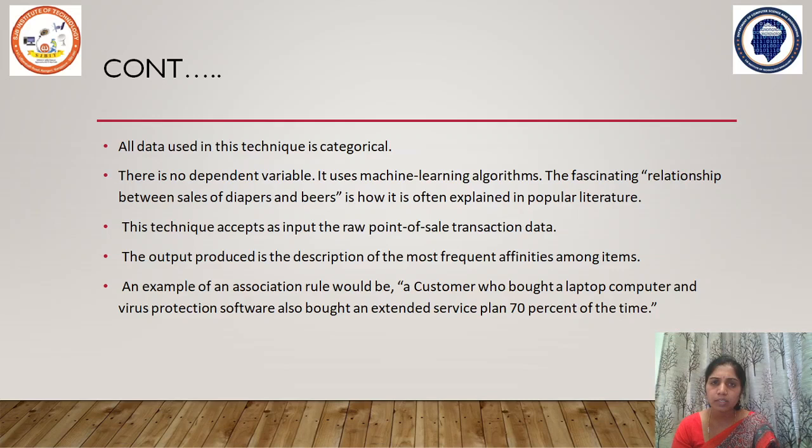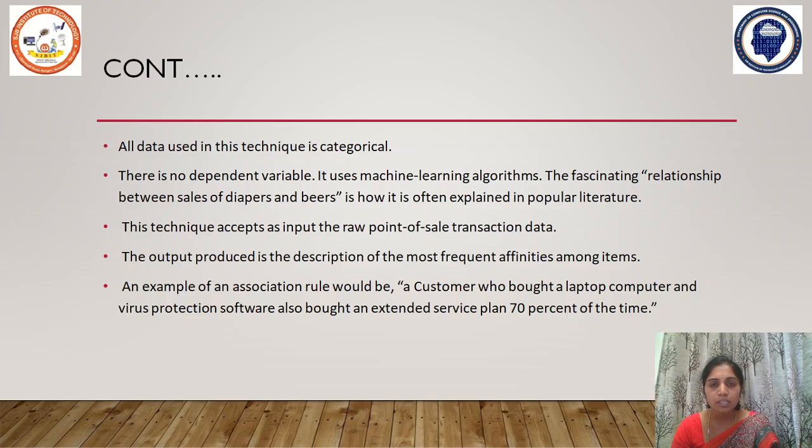In order to facilitate the relationship between the sales of diapers and beers, you need to know how often it occurs, as is explained in popular literature. This technique will accept as input the raw point of sale transaction data. The output produced is the description of the most frequent affinities among the items.